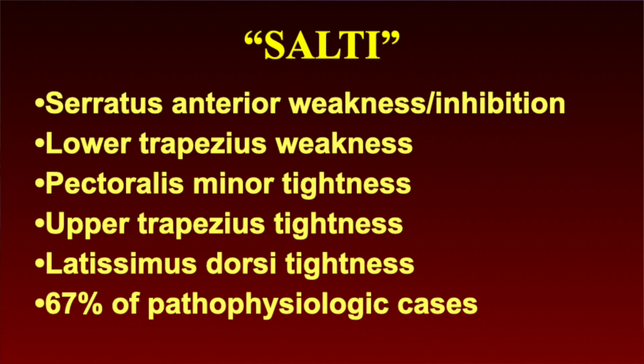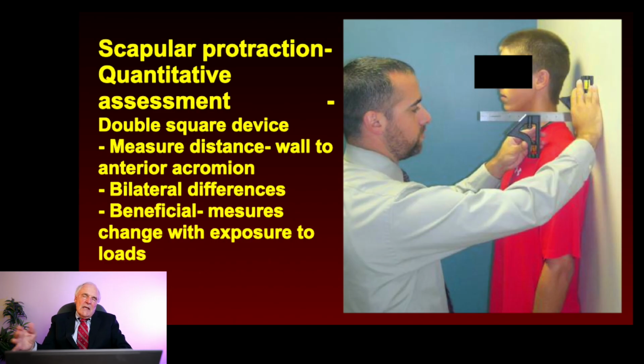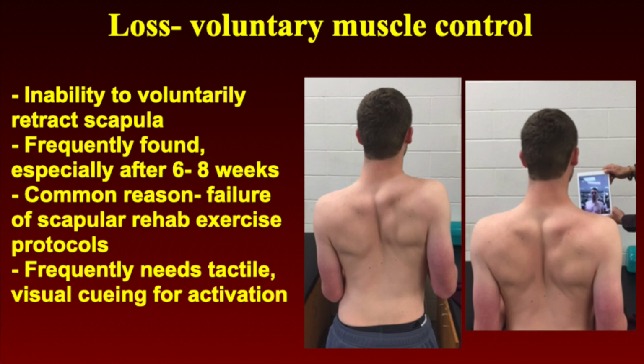So this, serratus anterior weakness or inhibition, lower trapezius weakness, pectoralis minor tightness to palpation, upper trapezius tightness to palpation, latissimus dorsi tightness to palpation, makes up about 2/3 of the pathophysiologic cases. You can estimate scapular protraction with a quantitative test using a double square, where you measure from the wall to the anterior coracoid to see bilaterally if there's a difference of more than 1 centimeter, then that's a clinically significant scapular protraction.